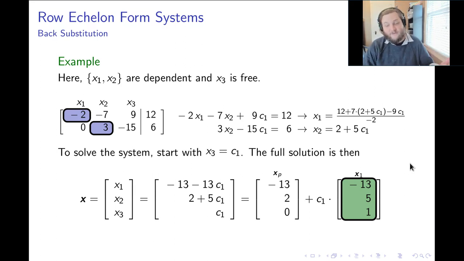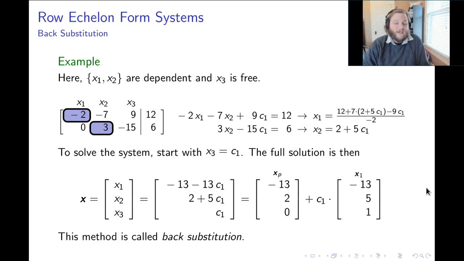We have a free variable, so there are infinitely many of them. We can start with the solution -13, 2, 0, and then we can add any multiple we want of the vector -13, 5, 1, and we get a solution to the system. So once again, we find ourselves with a free variable in a consistent system, so we have infinitely many solutions. This method is called back substitution because we started with the last equation and solved for the dependent variable in terms of the free variable, and then we proceeded our way back up through the equations.